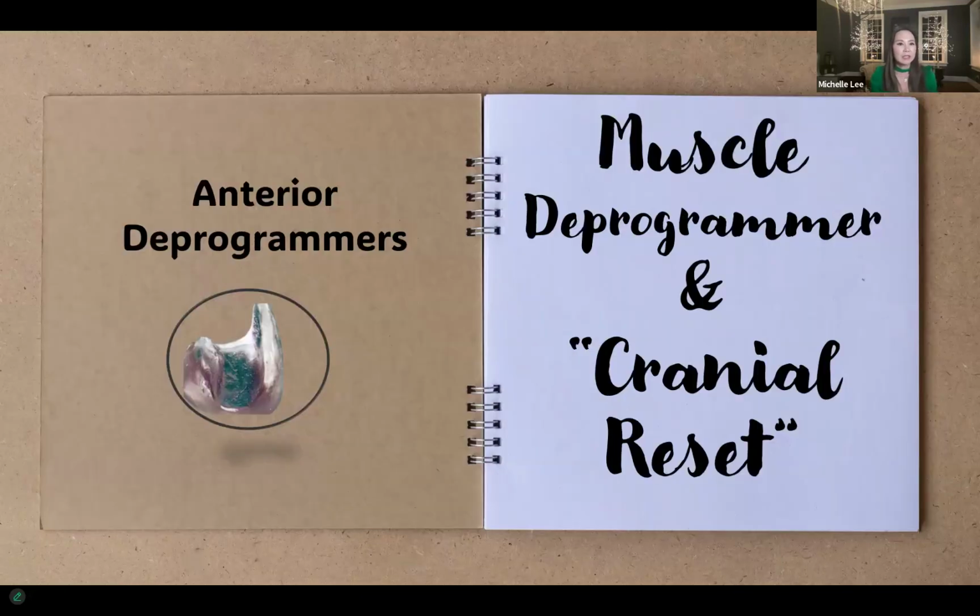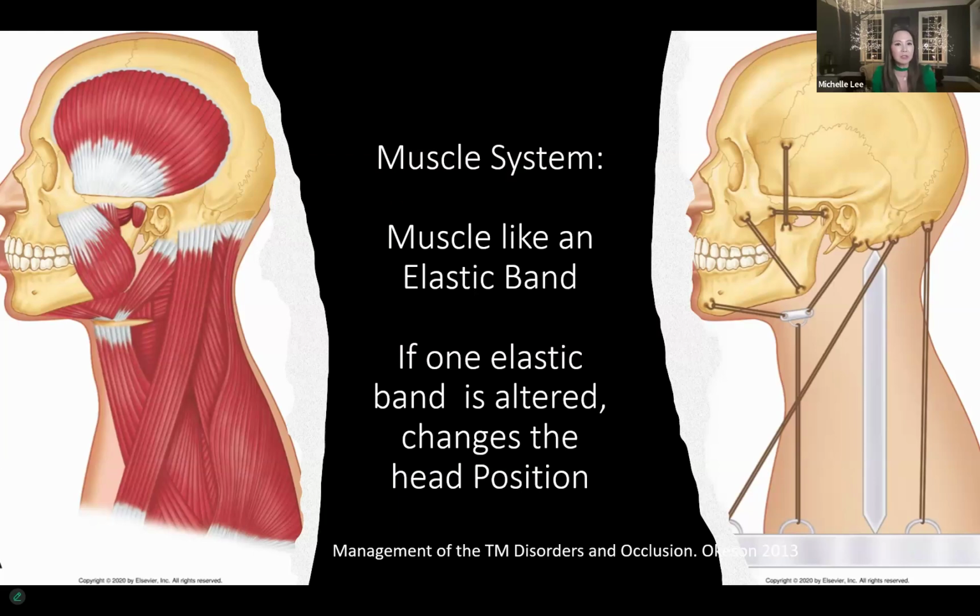So there is a concept called the muscle deprogram, and the cranial reset. I want to touch base on this and come back to it, but first I want to talk about the muscle system. The muscle system is like an elastic band. If we alter one elastic band, it can change the head position.